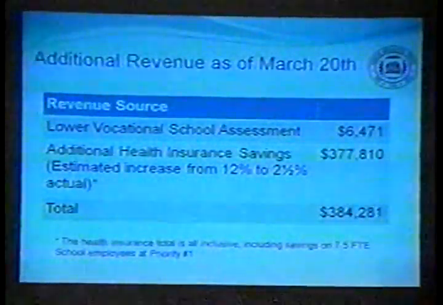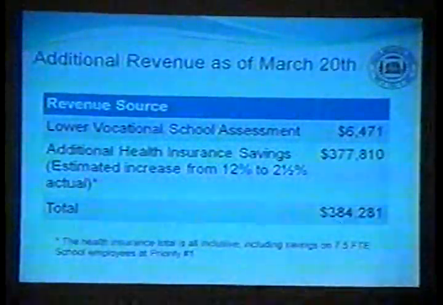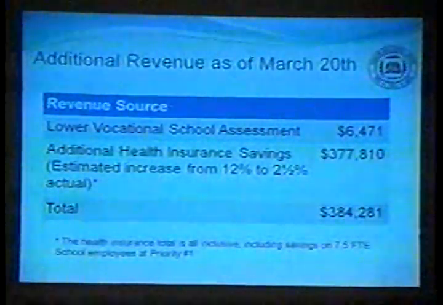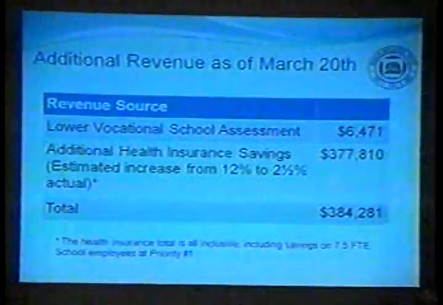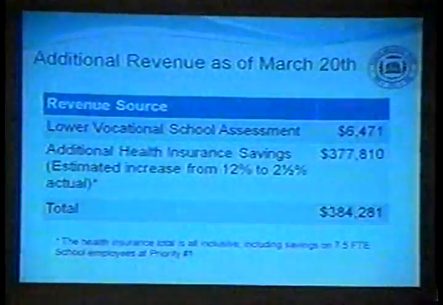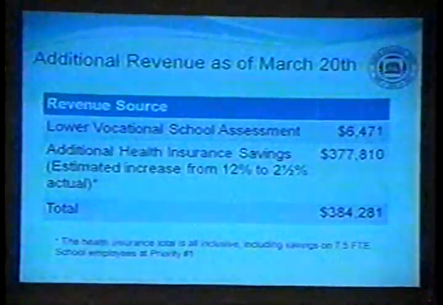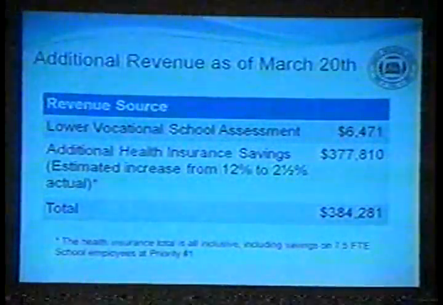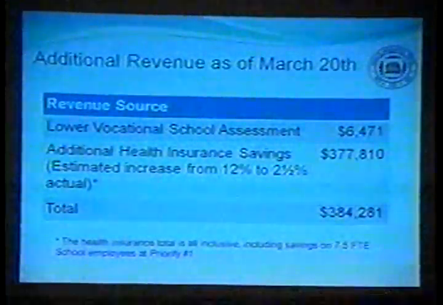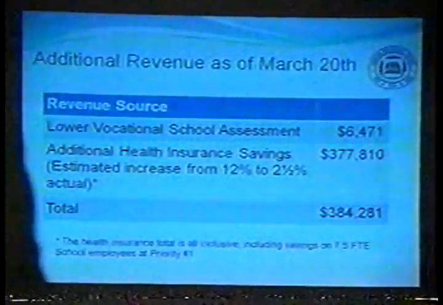Now, because the increase was less than what we were using, we had to make some adjustments in the benefits for the priority one. It's minor adjustments. So what we have here is $384,281 of additional money after funding phase one, with the adjustments to priority one for benefits.